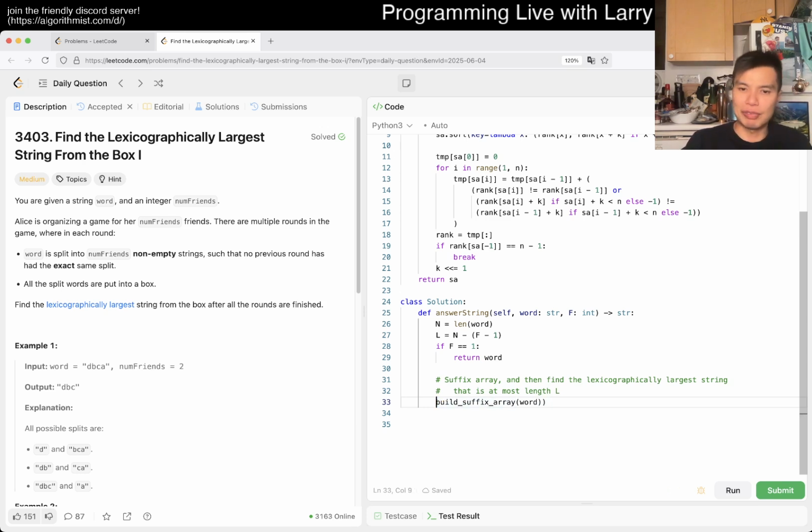But I don't know. Right, so suffix is equal to this, and then now we just have to find the max element, right?